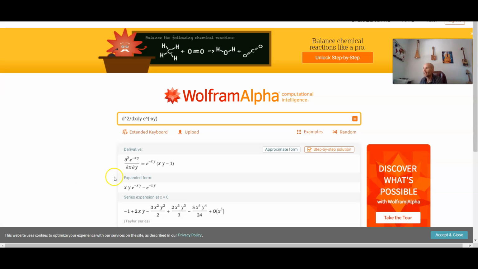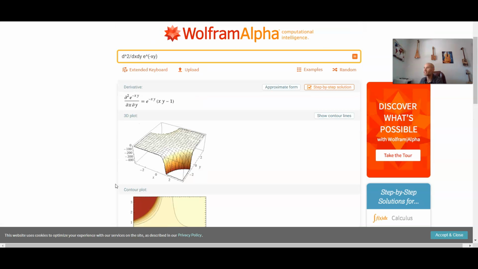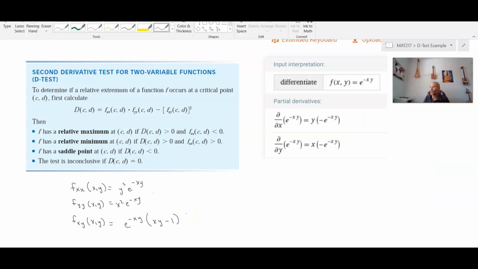And we obtain xy e to the negative xy minus e to the negative xy. Now, this is actually the same equation as we obtained. I'll write it down and I'll show you why. So here I just typed in the three second derivatives that we wrote out. Now this one looks a little bit different than our previous answer, but if you distribute e to the negative xy into the parentheses, you get xy e to the negative xy minus e to the negative xy.